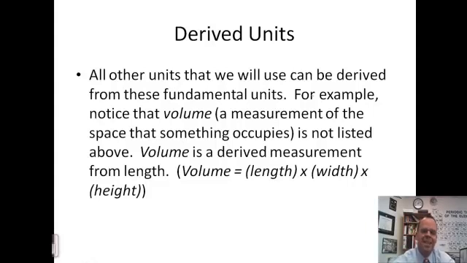Other examples of this might be density. Density, mass divided by volume, so kilograms divided by liters is a derived unit that comes even from another derived unit in volume.